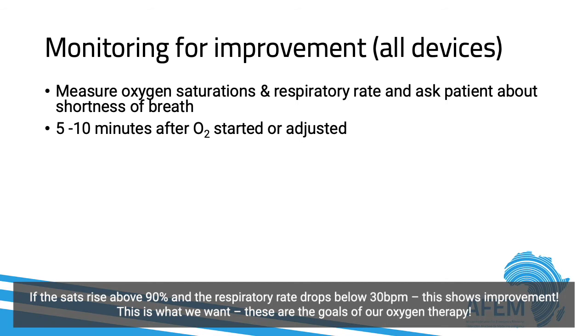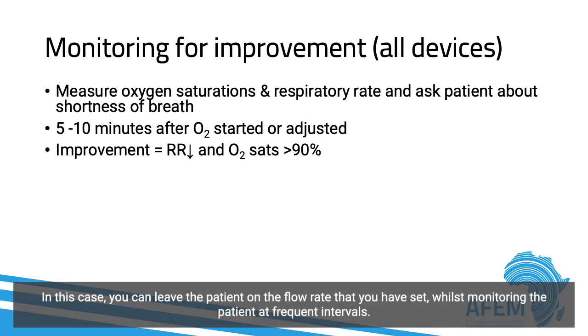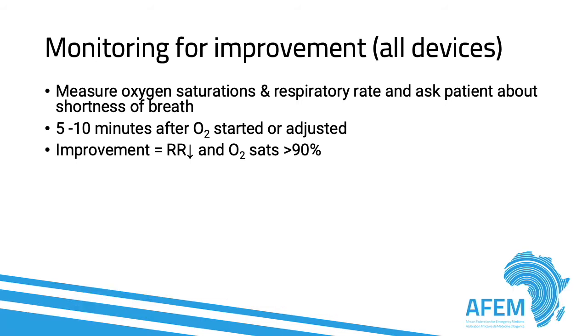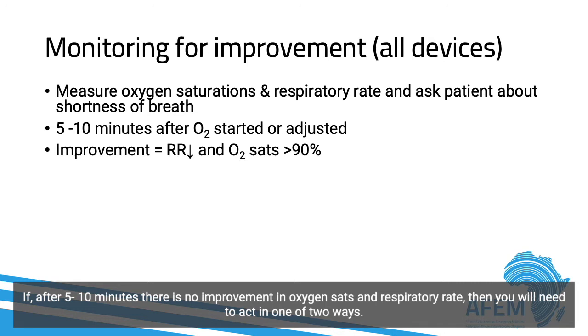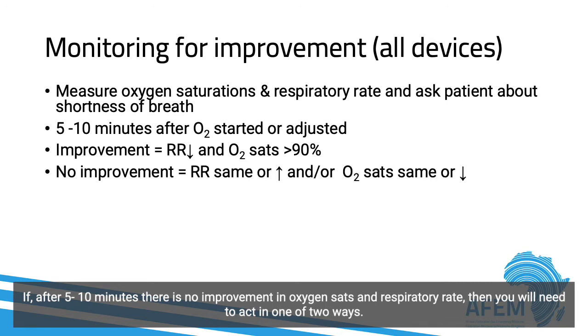If the SATs rise above 90% and the respiratory rate drops below 30 breaths per minute, this shows improvement. This is what we want, and these are the goals of our oxygen therapy. In this case, you can leave the patient on the flow rate that you have set whilst monitoring the patient at frequent intervals. But if, after 5 to 10 minutes, there is no improvement in oxygen sats and respiratory rate, then you will need to act in one of two ways.